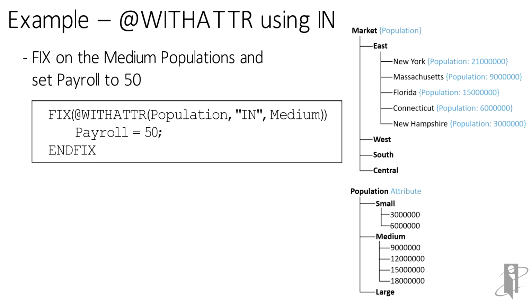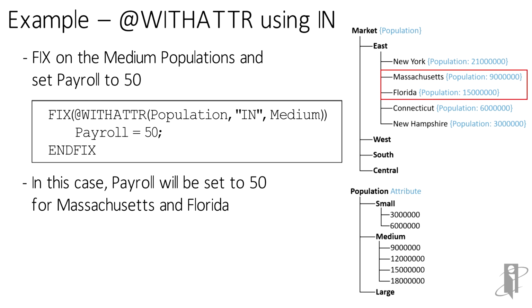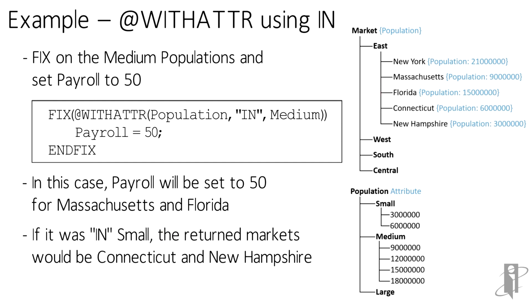So notice down there where it says population, because I'm saying IN medium, it's anything in that entire range under medium. So in our specific example here, we're going to set payroll to 50 just for Massachusetts and Florida, because those are the only ones that fall into that range. Now, if I instead said something like IN small, the returned markets would be like Connecticut or New Hampshire.